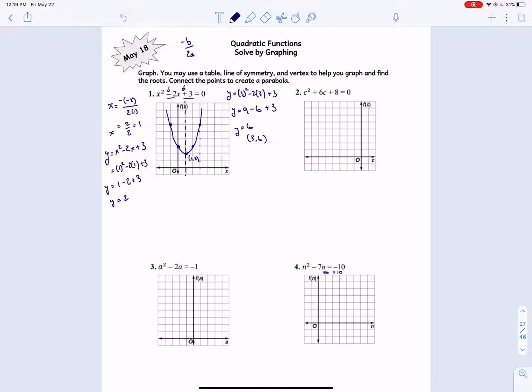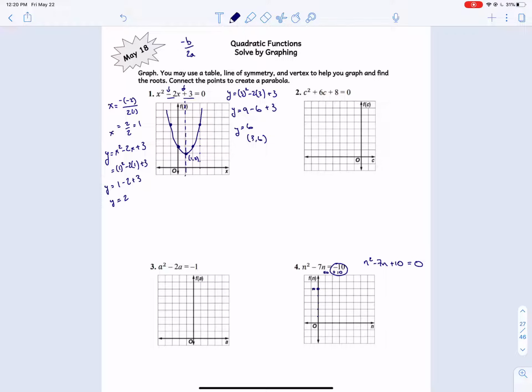Okay, so let me rewrite that. So we have n squared minus 7n plus 10 equals 0, because negative 10 plus 10 is 0. So that's our 0. Okay, and the y-intercept looks like it's going to be 10. And we don't have enough squares, so I'm going to count by 2s. So 2, 4, 6, 8, 10. Okay, I'm just counting by 2s.